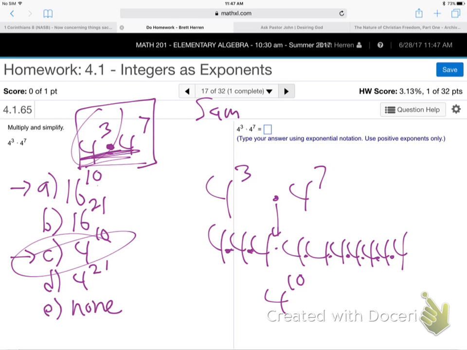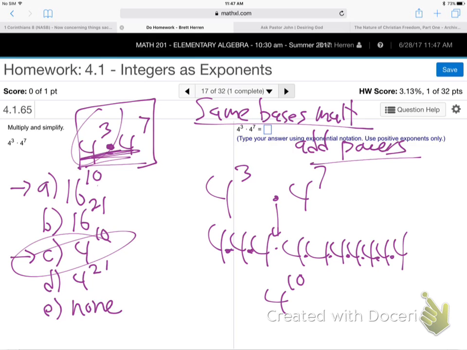So same bases multiplied. What do? Add powers. Keep the base the same. That make sense on that? That good? You getting the hang of doing math a little bit more? Always pursue truth. Always think about what those things are. All right.